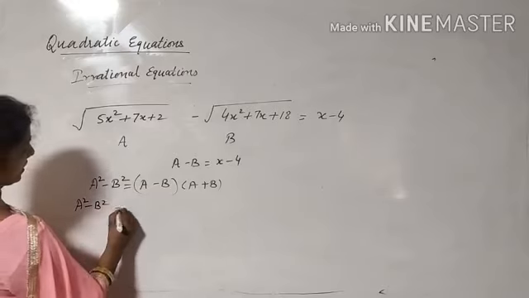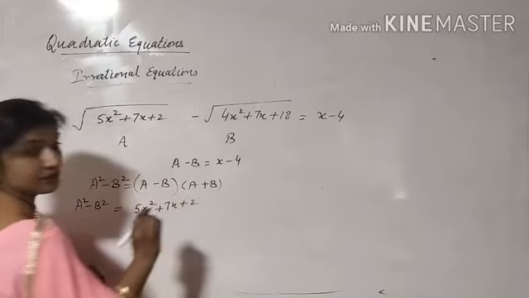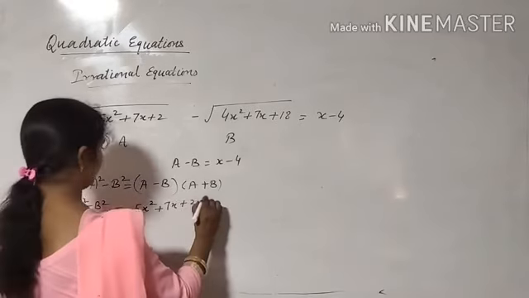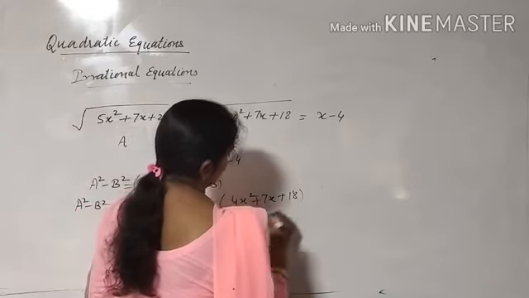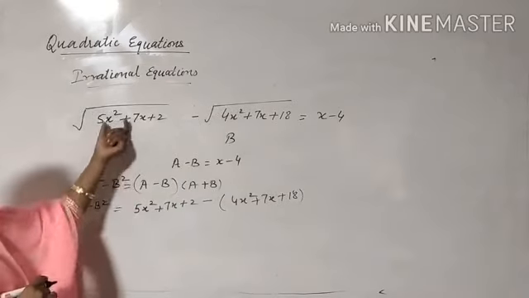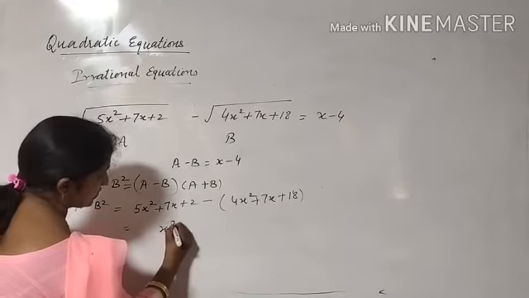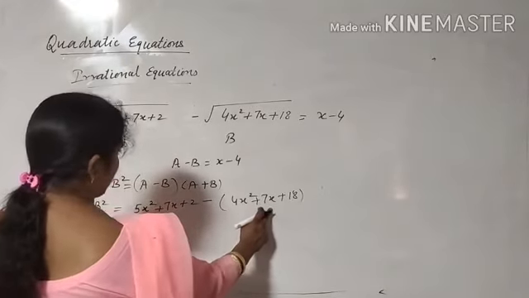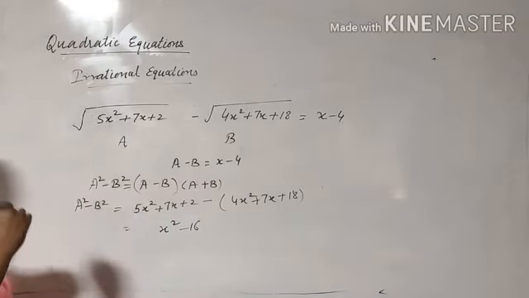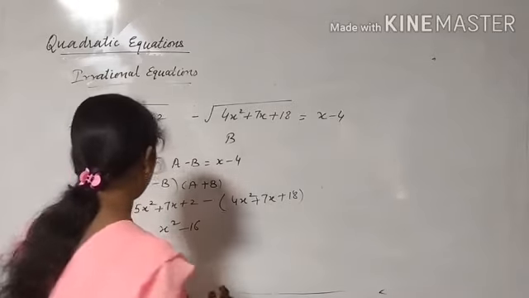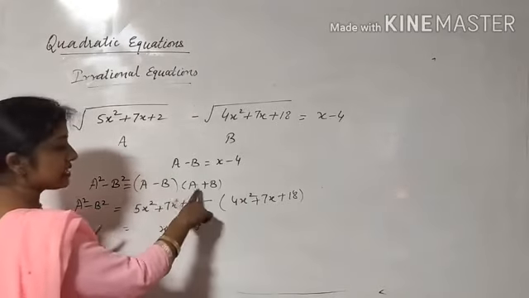A square minus b square. A square is 5x square plus 7x plus 2, and b square is 4x square plus 7x plus 18. So by doing a square minus b square, we get 5x square minus 4x square, x square, 7x minus 7x get cancelled out, and 2 minus 18, it is minus 16. So a square minus b square is x square minus 16, and we know that a square minus b square is a minus b into a plus b.